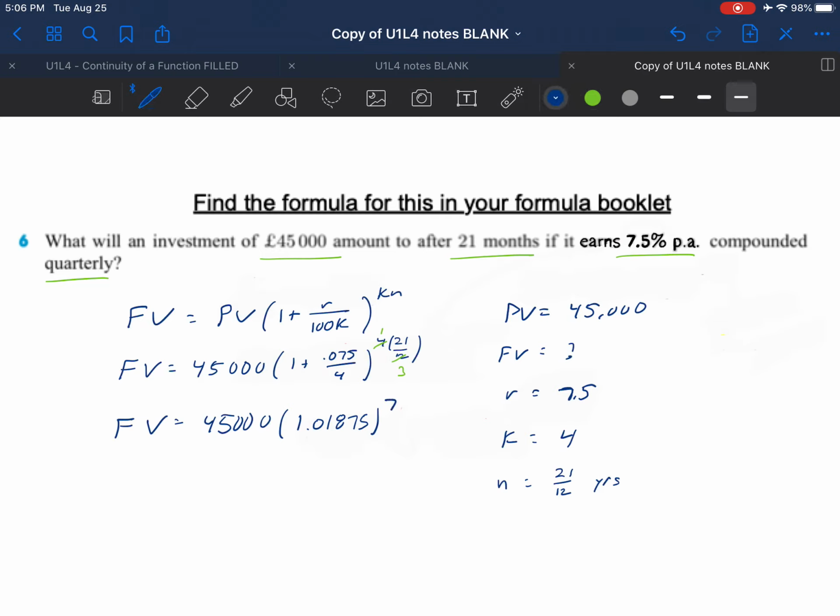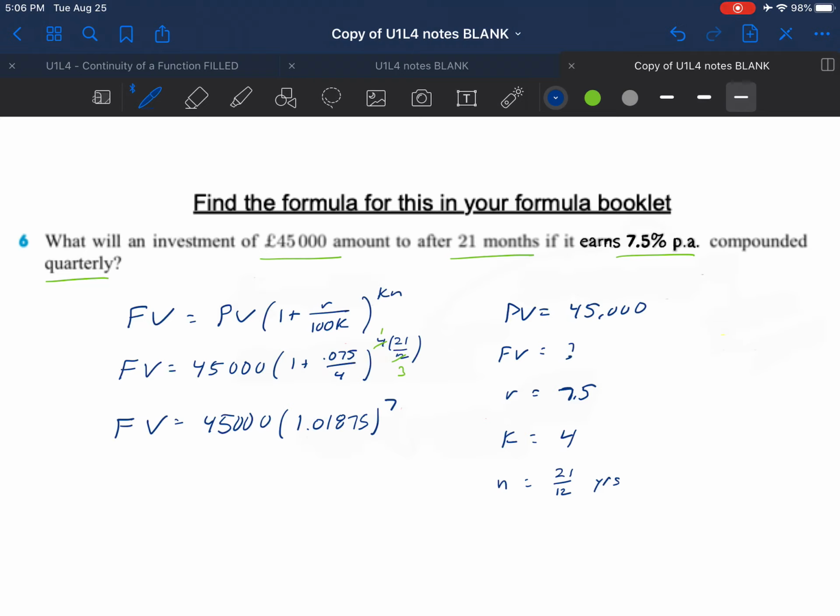So what that means is that over 21 months, we're going to get 7 quarterly payments. We're going to get 4 in the first year, and then we have 9 months left over, so that's 3 more quarters. Okay, so now if we run this on the calculator, right? 1.01875 raised to the 7th.